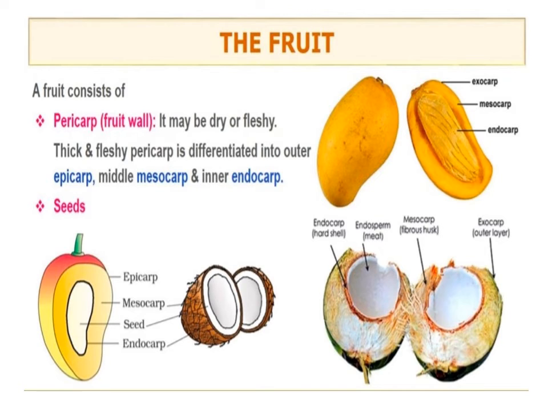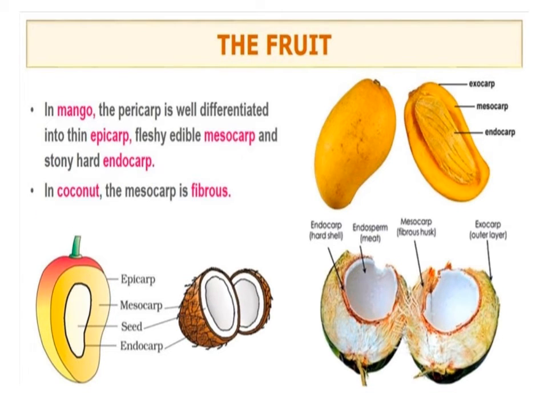A fruit consists of a pericarp, which may be dry or fleshy. When the pericarp is fleshy, it is differentiated into the outer epicarp, the middle mesocarp, and the inner endocarp. In mango, the mesocarp is fleshy and edible. In coconut, the mesocarp is fibrous and the seed with oily endosperm is edible.